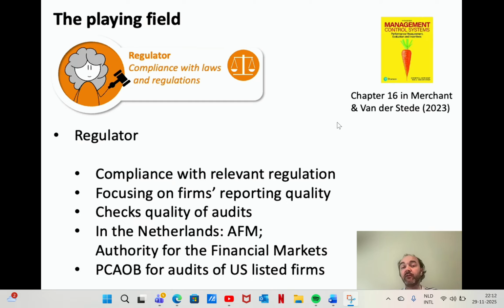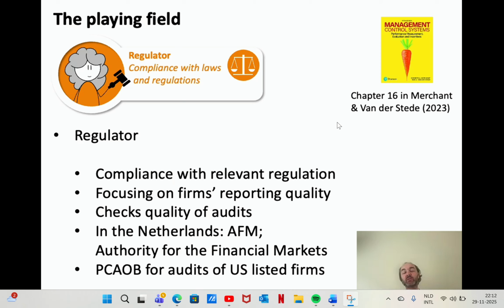And the quality of the audit is checked as well. So are the auditors doing their jobs well? In the Netherlands, this is the Authority for the Financial Markets, the AFM, and the PCAOB is that for audits of firms that are listed in the US. We'll come back to that later.